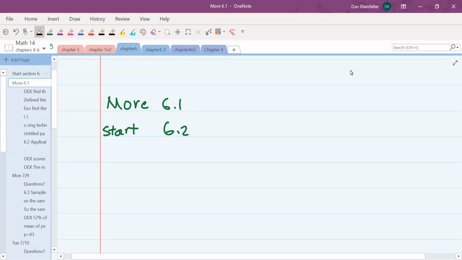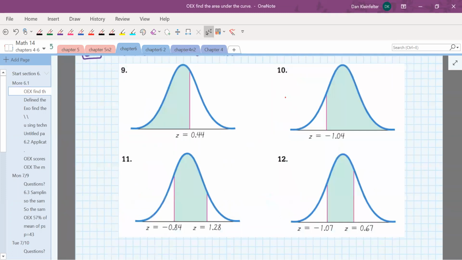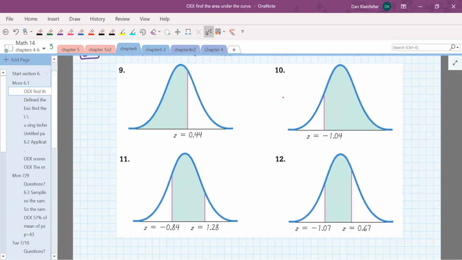All right, welcome back. So we have a little bit more of section 6.1 to do, and then we'll finally be ready to start section 6.2. So let's get started. I wanted to begin by doing a little bit of review on how we can find the area under the standard normal curve by using the table.